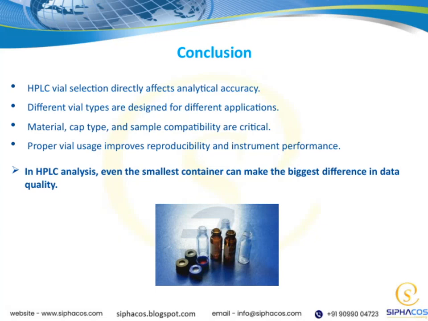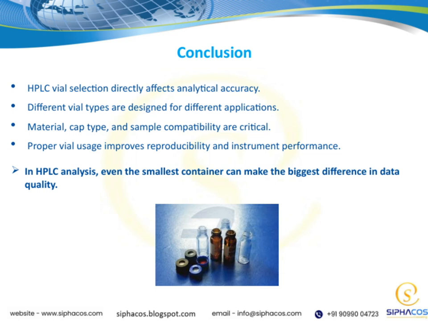Let's wrap up with the key takeaway here: the importance of HPLC vial selection. As we've discussed, the choice of vial can directly impact the accuracy of your analysis. Different applications require different types of vials, so understanding what's best for your specific needs is crucial. Factors like the material of the vial, the type of cap, and whether the vial is compatible with your samples all play a vital role.